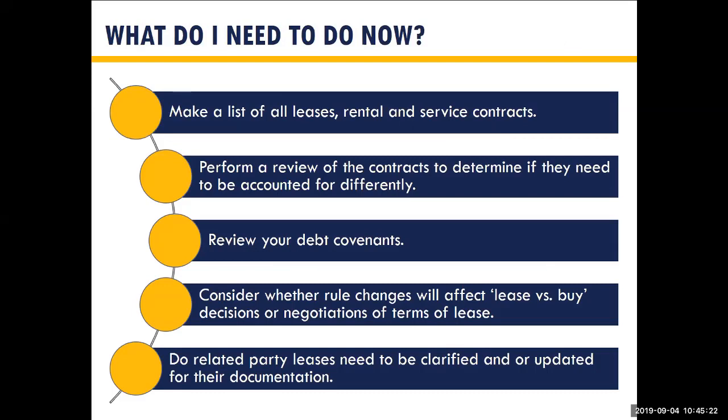The last thing I want to go through here is what do I need to do now? It's really thinking about this lease standard, understanding what the impact is going to be. So making a list of all the leases, performing a review of the contracts to determine if they're going to be accounted for differently, different classification. Like we just mentioned, review your debt covenants, making sure that those still make sense.